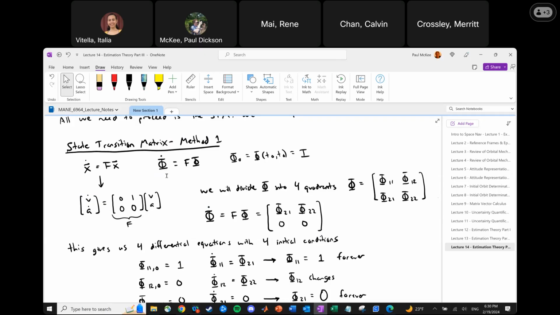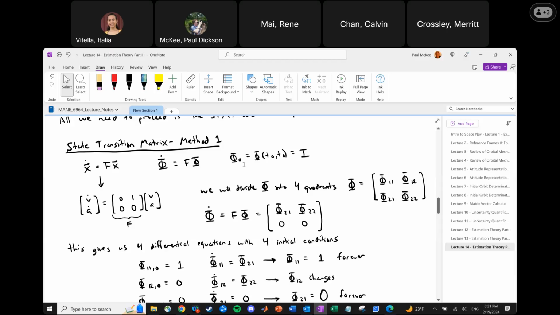And similarly, we know that phi has to start out as the identity matrix. So at the initial time, phi is identity because you're just mapping from some time to the same time, right? So of course that's going to be the identity. Do those two bits of information make sense? Just kind of a checkpoint. So far, yes.